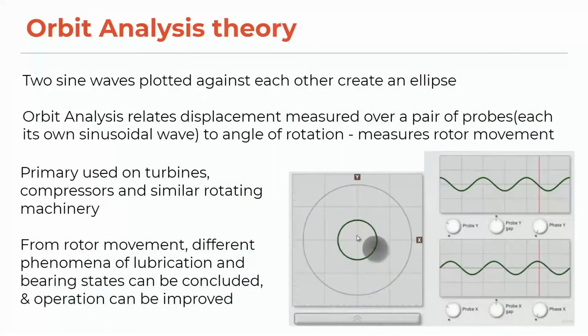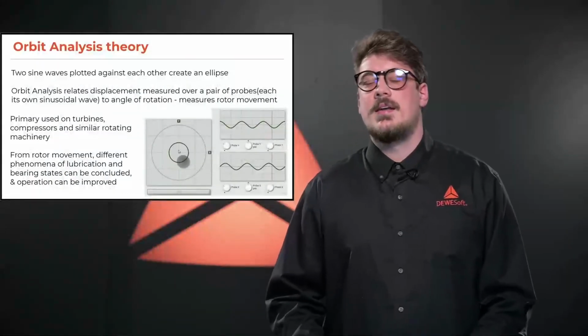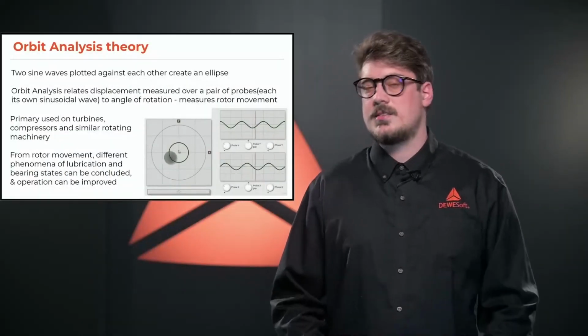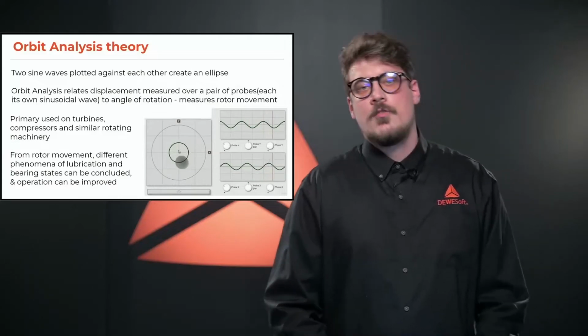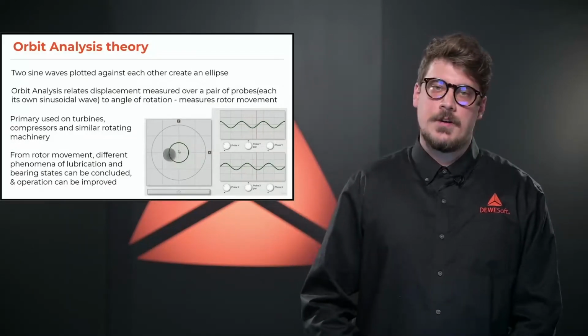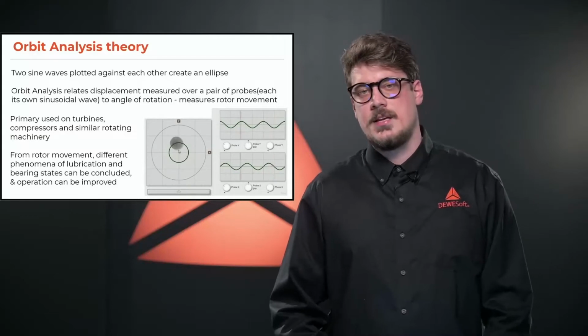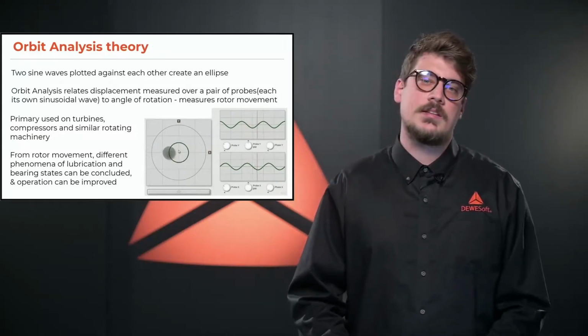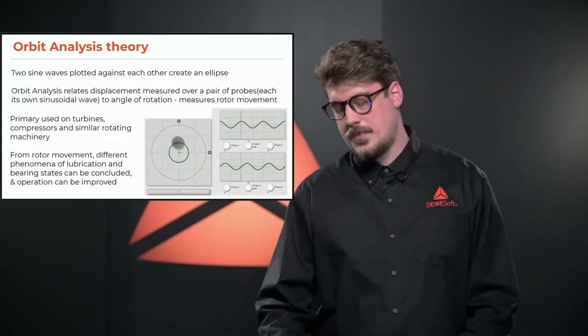The orbit analysis relates the displacement measured over a pair of probes, each probe measuring its own sinusoidal wave, to the angle of rotation, so it essentially measures the rotor movement. Such analysis is primarily used on turbines, compressors, pumps, and other typically but not necessarily large machinery. From rotor movement, different phenomena of lubrication and bearing states can be concluded, and consequently, operation can be improved and optimized.